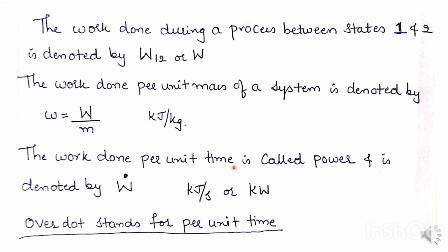The work done per unit time is called power and it is denoted by W dot. Already we have explained it: the dot over W stands for per unit time. The unit of power is kilojoules per unit time, or kilowatt.